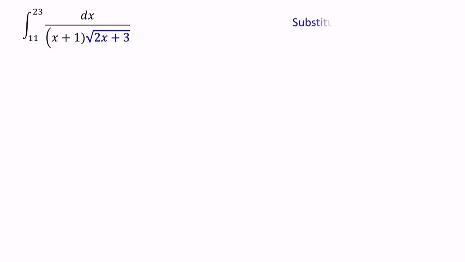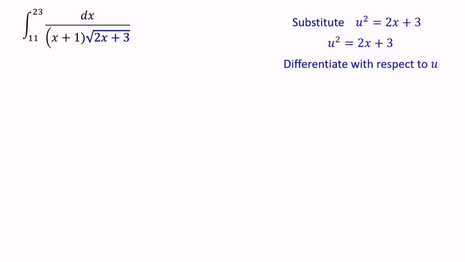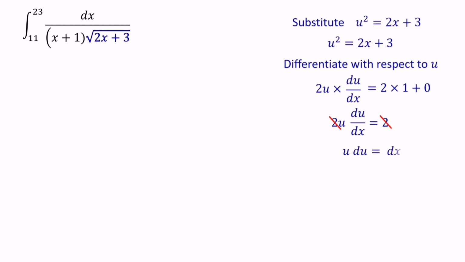Substitute u squared equals 2x plus 3. Then differentiation with respect to u. Differentiation of the u squared value we can write as 2u into differentiation of the u value with respect to x, du over dx, equals differentiation of the 2x we can write as 2 into 1. Differentiation of the constant value 0. Now we can cancel out 2 value and we can cross multiply dx value. After that we have dx value as u into du.